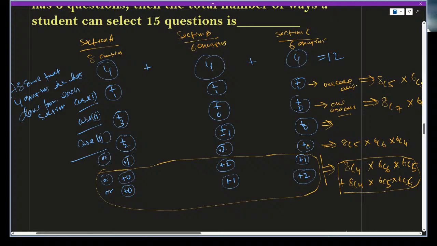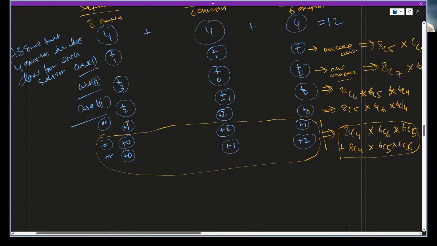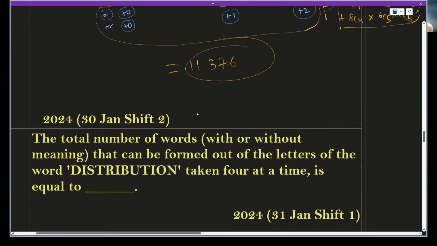This will be 8 C6 plus into 6 C5 into 6 C4. You have to add all these cases. My calculation is there, I am telling you. You just check whether the answer you are getting is 11376. I have done it in another group with class 11. You must write your comment if you are not getting this answer. Okay, please. I hope you have understood. Go for next one now.